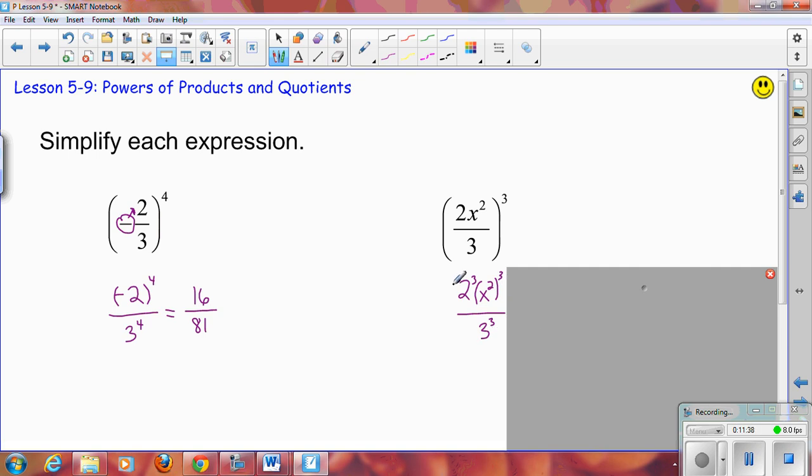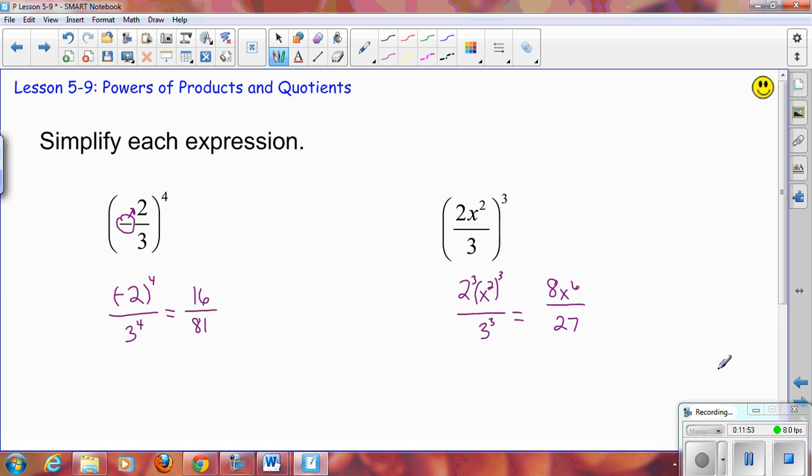In the next step, I simplified this and this and this. So I sort of did 3 and 1. 2 cubed is 8. x squared cubed is x to the 6th. And 3 cubed is 27. So your answer there is 8x to the 6th over 27.